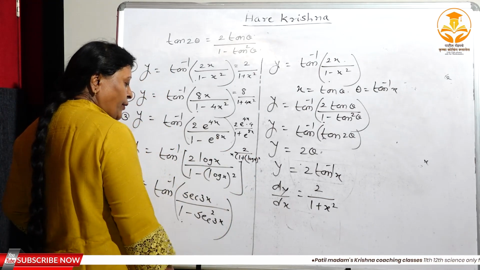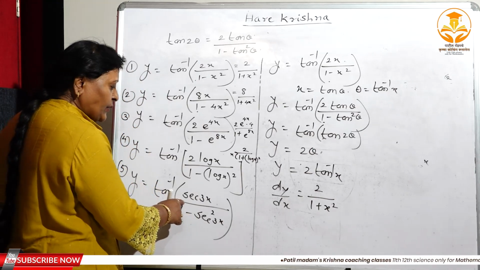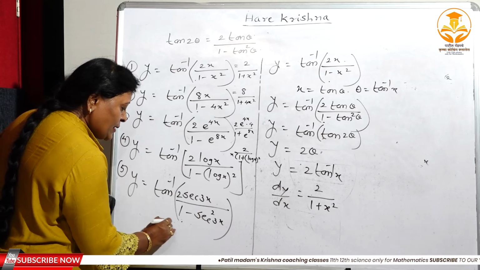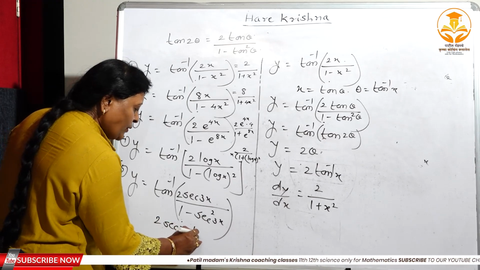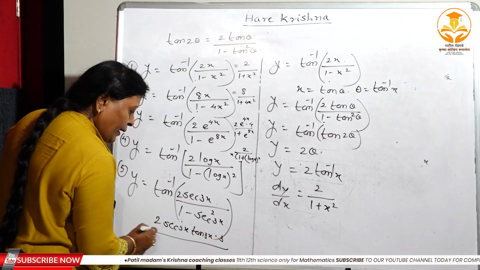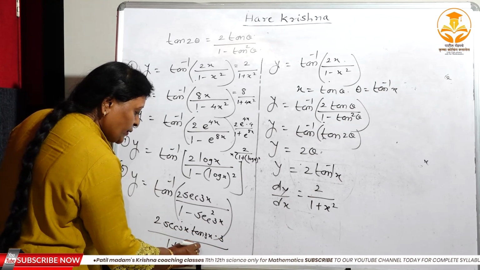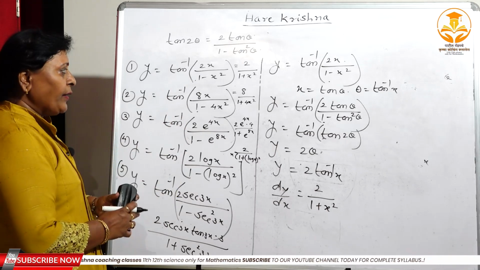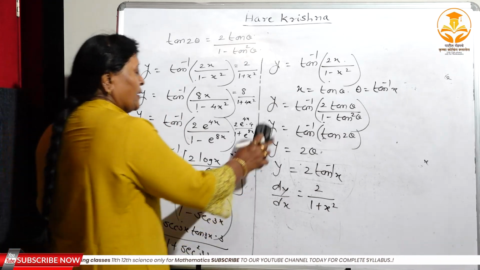Now again, what is the derivative of sec 3x here? 2 sec 3x, again 2 remains as it is. Sec 3x tan 3x, again 3x gives 3, and divided by 1 plus sec square 3x. The direct short tricks, right? Here you can find out the answer like this, short tricks here.